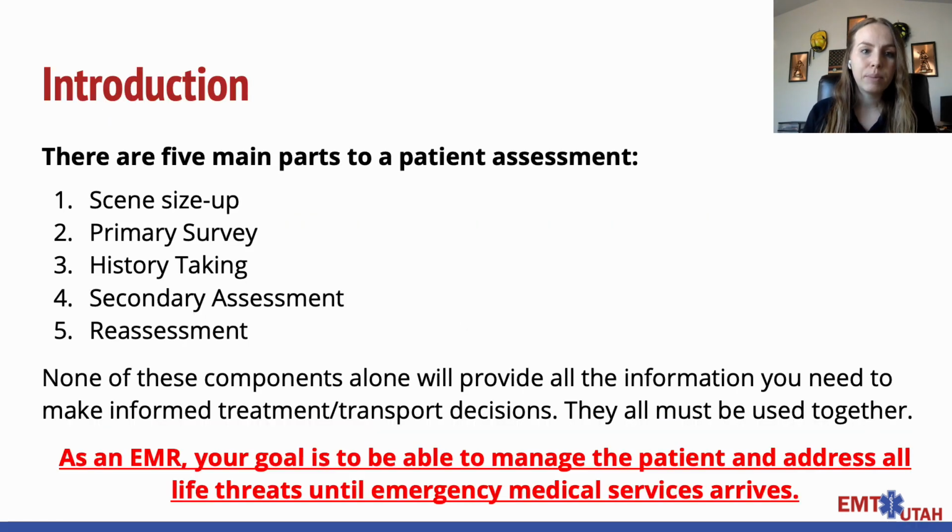There are 5 main parts to a patient assessment that all EMS providers use in order to get a full picture of what's going on with each patient. We have to go through a scene size up, primary survey, a history taking, secondary assessment, and a reassessment in order to get the full picture and come up with the most appropriate transport and treatment decision for our patients to have the best outcomes.